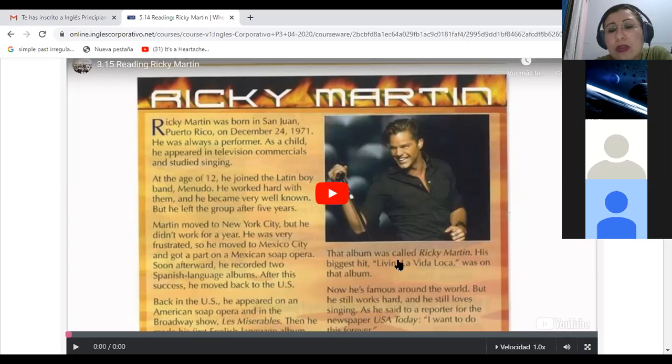The album was called Ricky Martin. His biggest hit, Living La Vida Loca, was on the album. Now he's famous around the world, but he still works hard and he still loves singing. And he said to a reporter for the newspaper USA Today, I want to do this forever.